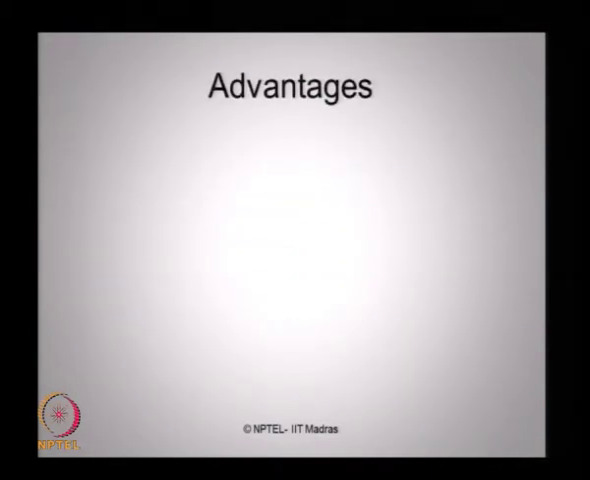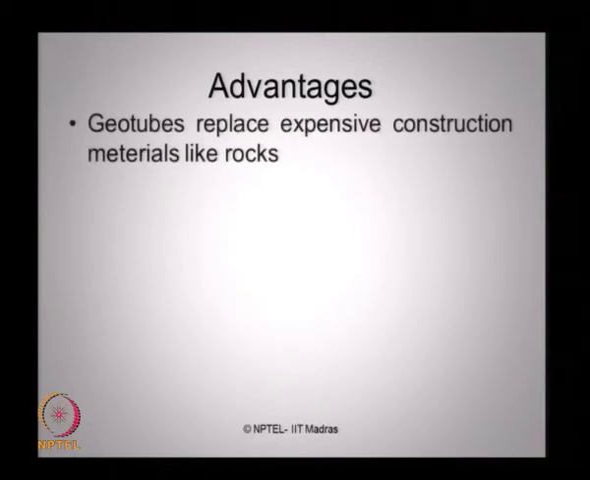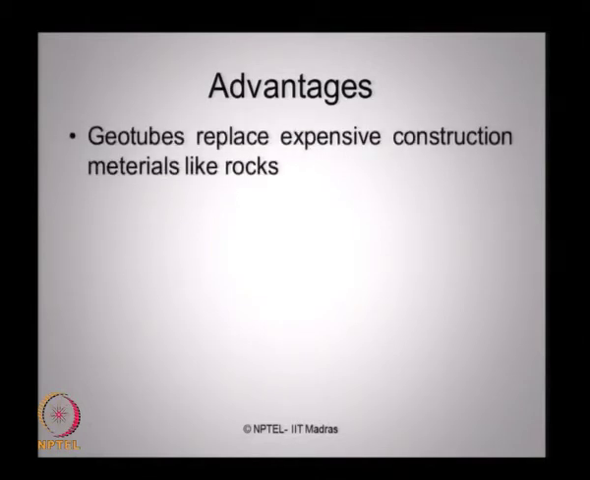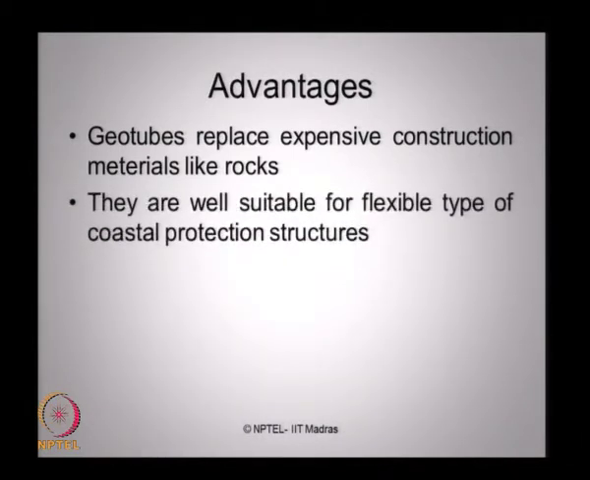There are salient advantages of using these kinds of new materials as coastal protection structures. Geotubes replace an expensive construction material like rocks. That is one important advantage again of using a geotextile for coastal protection systems. Secondly, they are very well suited for flexible types of coastal protection structures.